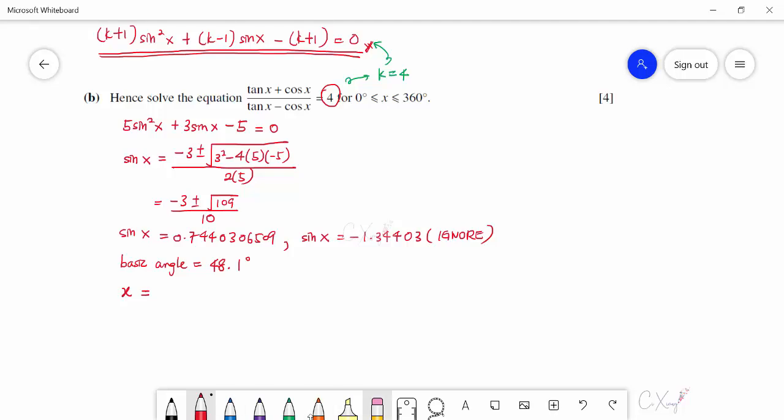Then now we refer to the function here, sine positive. So in which quadrant will sine be positive? First quadrant sine will be positive. So the answer in the first quadrant will be the basic angle, 48.1. Then sine will also be positive in the second quadrant. So the answer for the second quadrant will be 180 minus the basic angle, so it will be 131.9. So these will be the two answers for x.